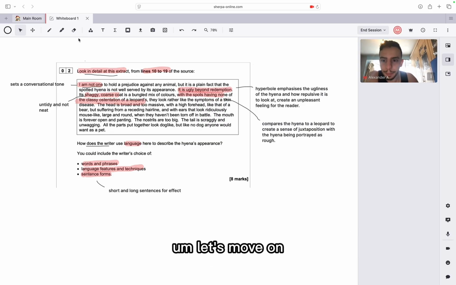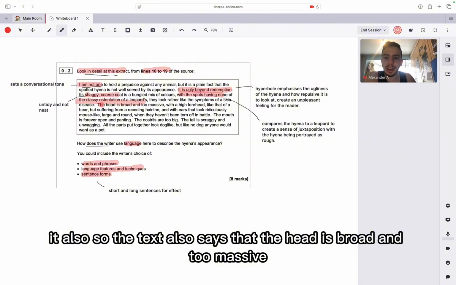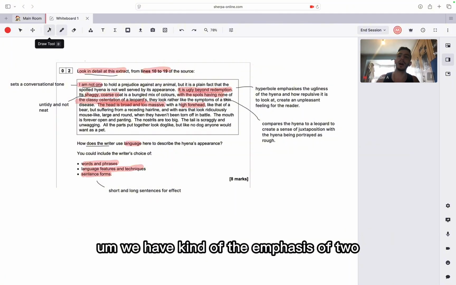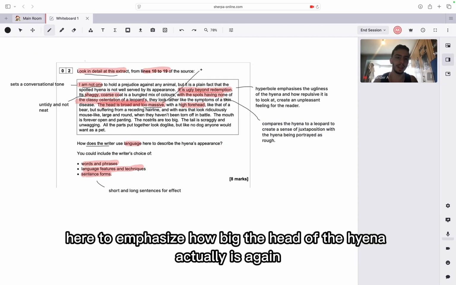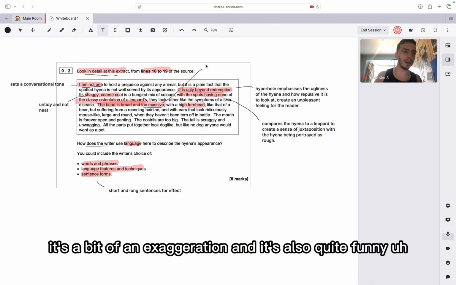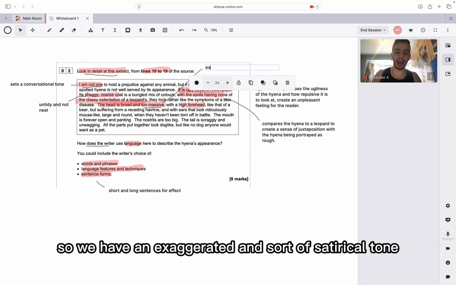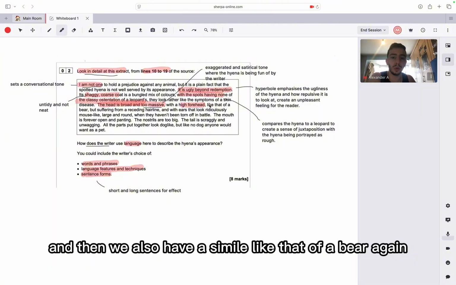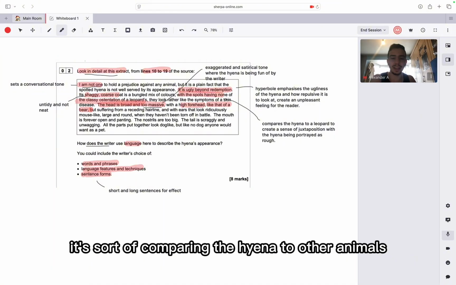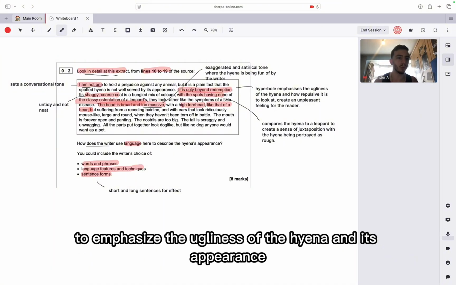Okay, let's move on. The text also says that the head is broad and too massive with a high forehead. So we have the emphasis of two here to emphasize how big the head of the hyena actually is. Again, it's a bit of an exaggeration, and it's also quite funny. So we have an exaggerated and sort of satirical tone. And then we also have a simile, like that of a bear. Again, it's comparing the hyena to other animals to emphasize the ugliness of the hyena and its appearance.